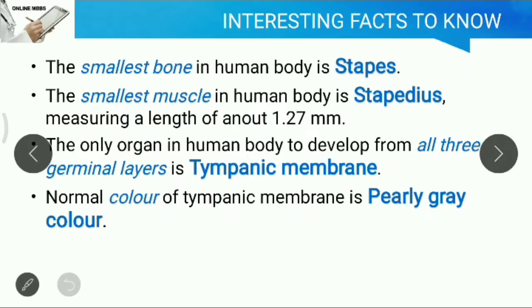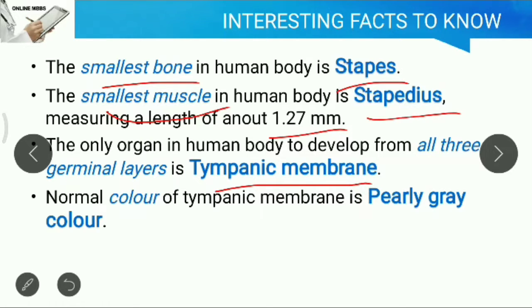Interesting facts to know. The smallest bone in human body is stapes. The smallest muscle in human body is stapedius, measuring a length of about 1.27 mm. It differs according to the people. The only organ in human body to develop from all three germinal layers is tympanic membrane. This is a very important question. It's also asked in the licensing examinations of India, Nepal, Pakistan, Bangladesh. And the normal color of tympanic membrane is pearly gray.